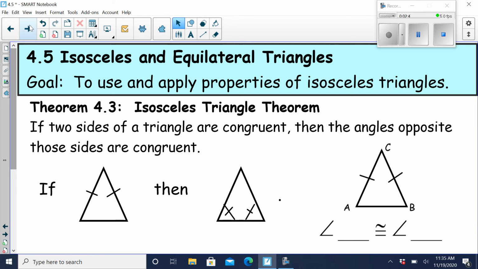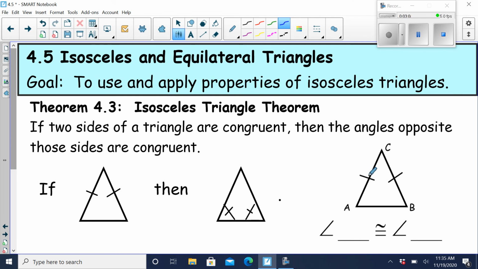Okay, isosceles triangle theorem, what it states is if two sides of a triangle are congruent, then the angles opposite of those sides are congruent. So I know in an isosceles triangle, I have two sides that are the same. So these two sides are the same. What they're saying is if I go across the triangle to the angles that are opposite of those sides, those angles have to be congruent.